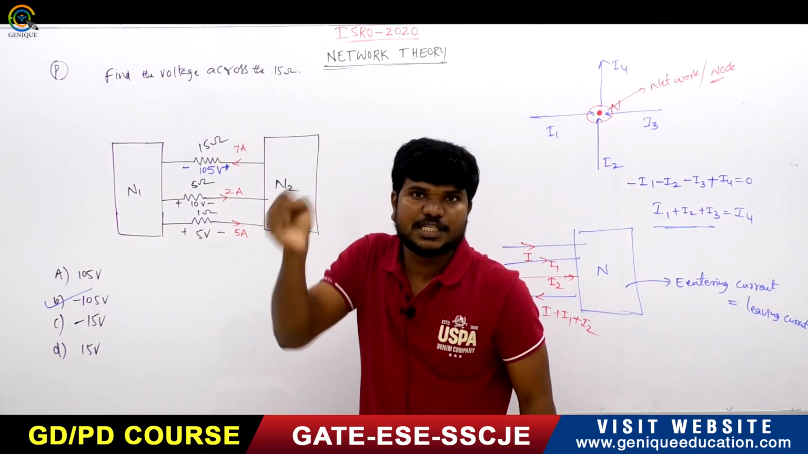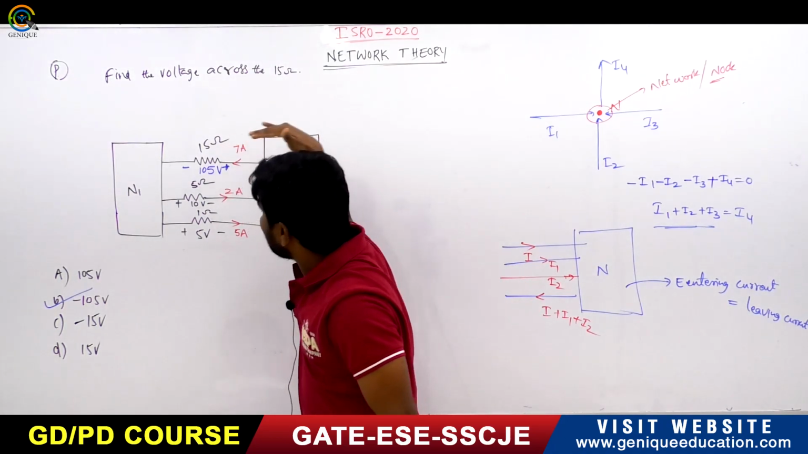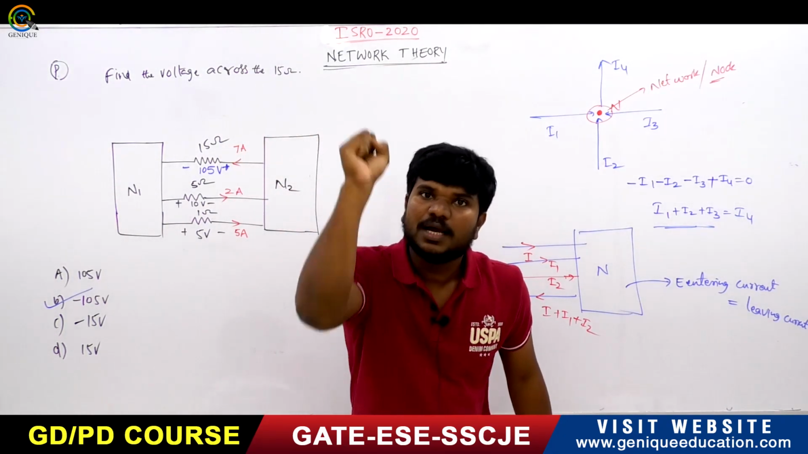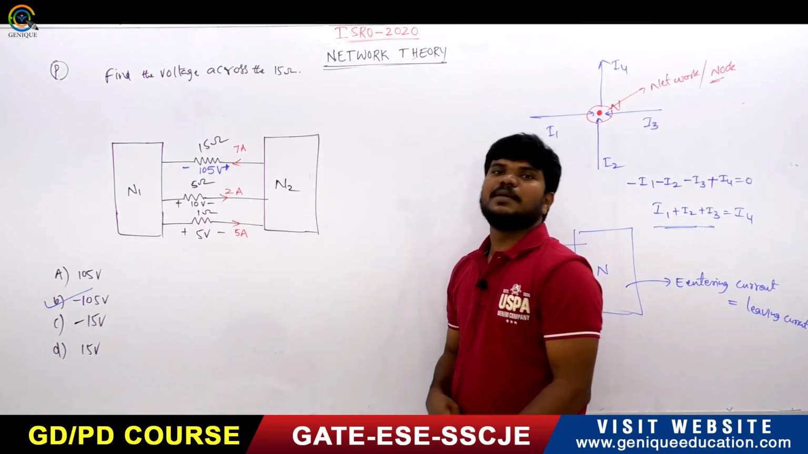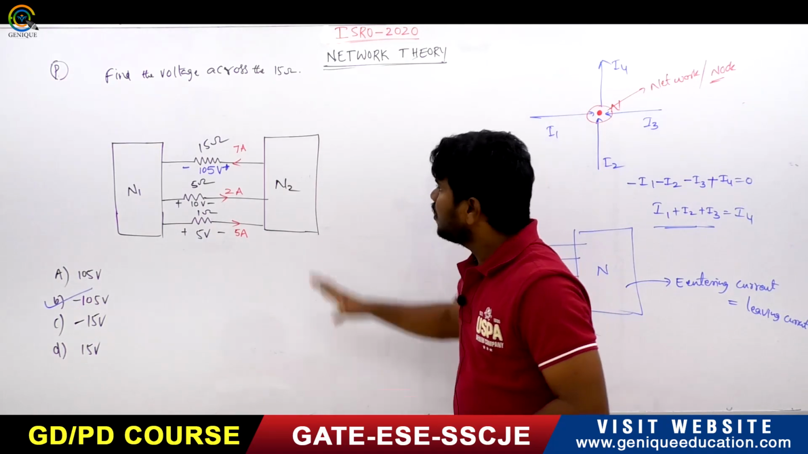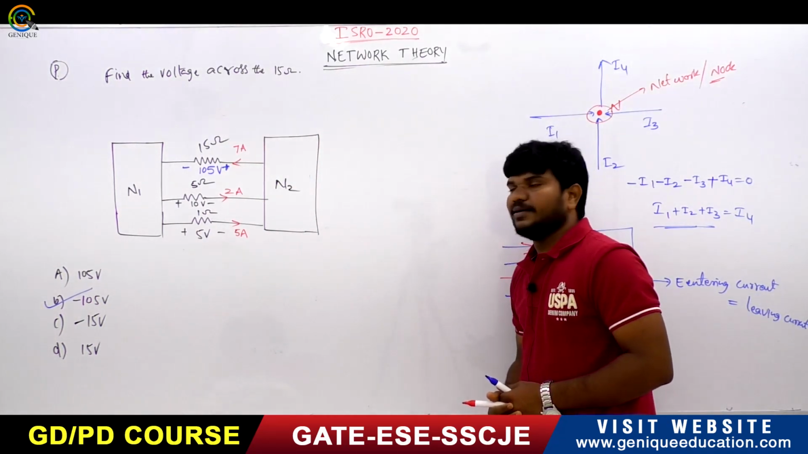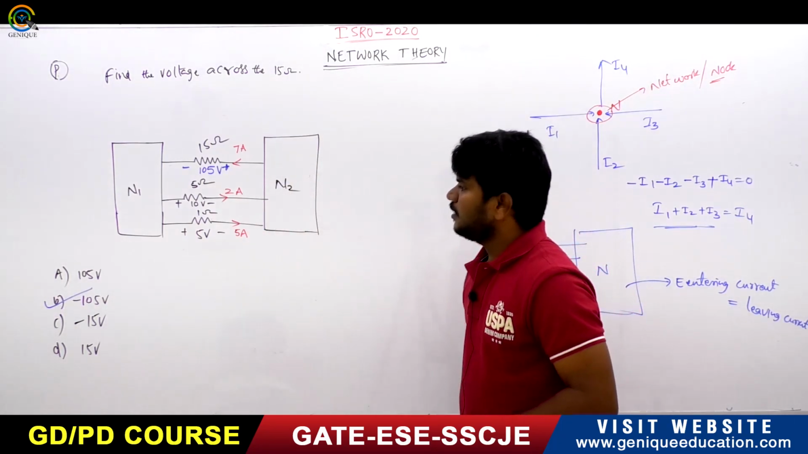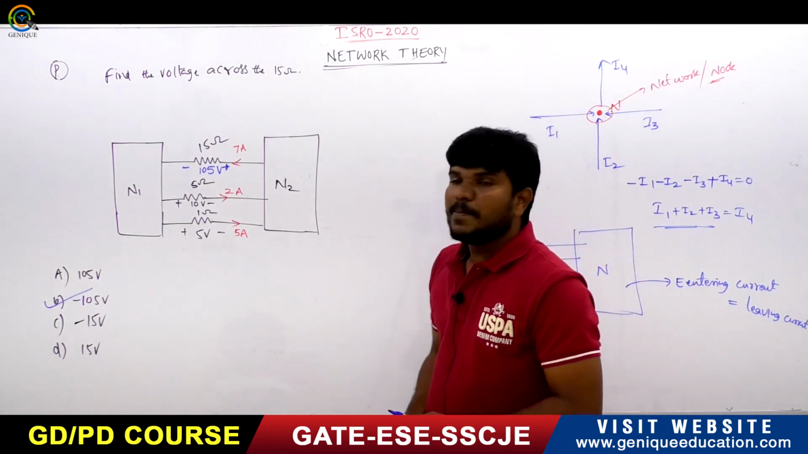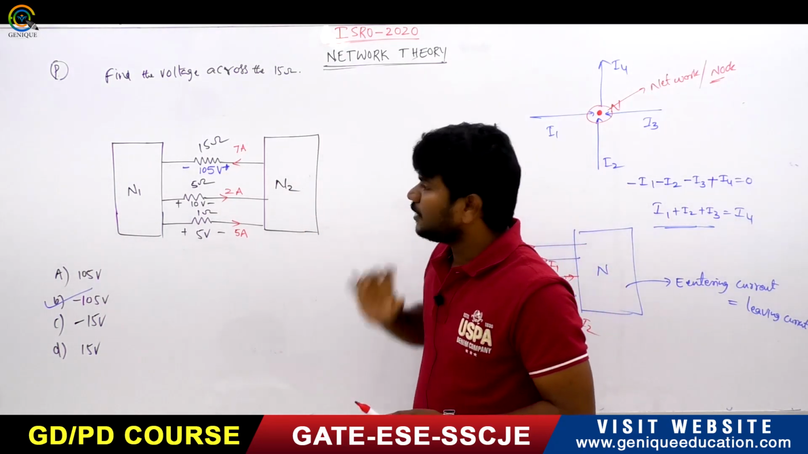What is that? The resistor should absorb the power. So whenever the current enters the positive terminal of an element, that element can be said to be an absorbing element. Right? So that's the thing you have to understand. Okay? So the answer is minus 105 volts. Okay? So this is the thing you should know.